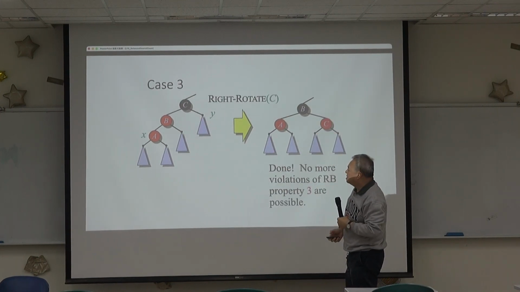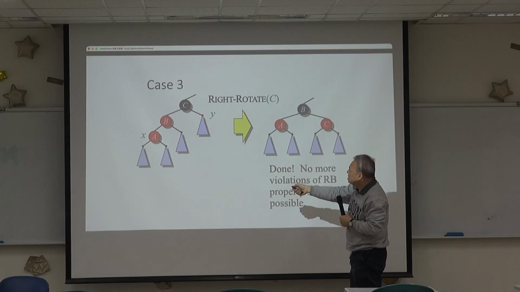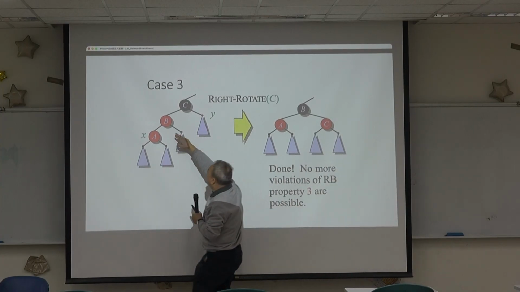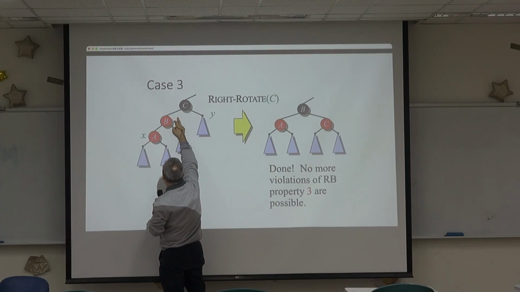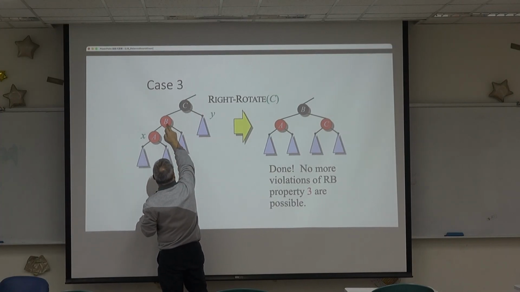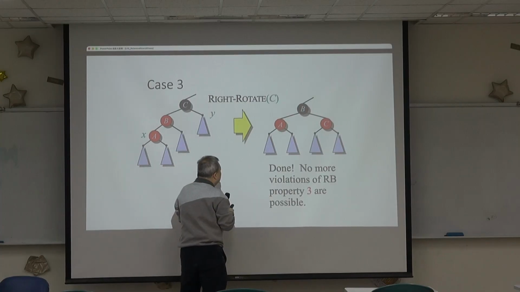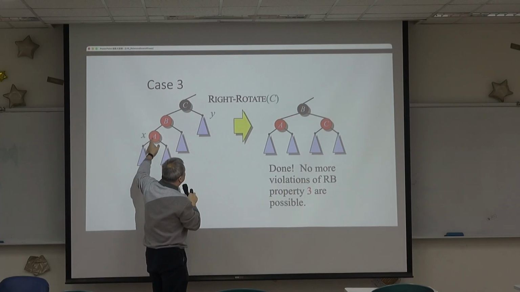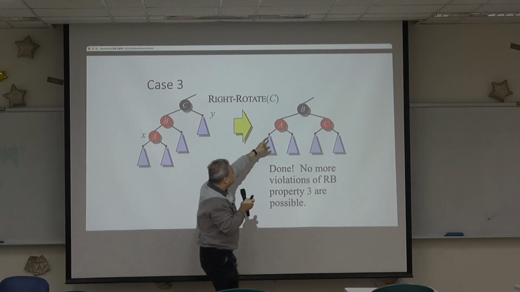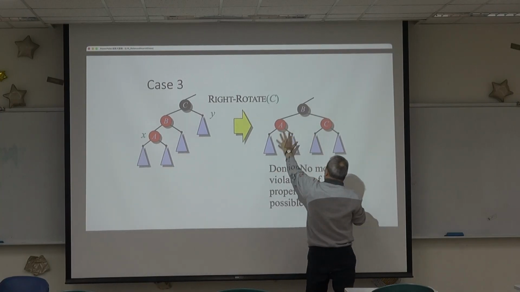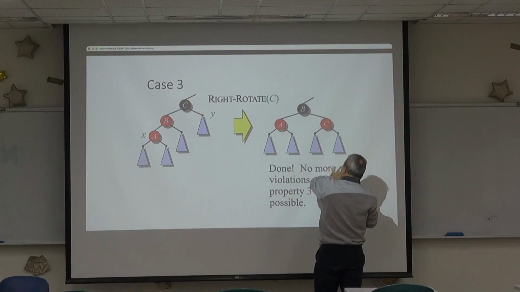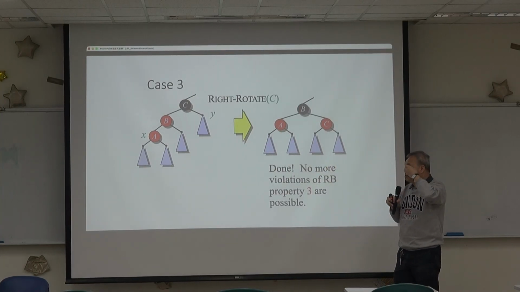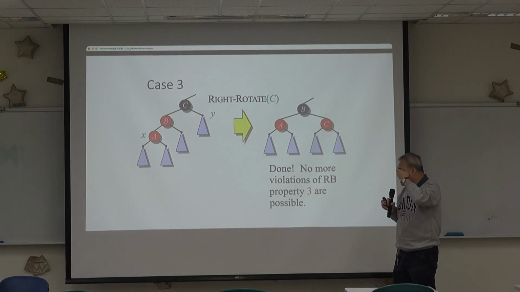And then in case three, you move B up. You do a right rotation to move B up, and then C goes down. Then A and C become red, B becomes black. And at this moment, everything is cool. After you finish case three, you don't need to do anything more.